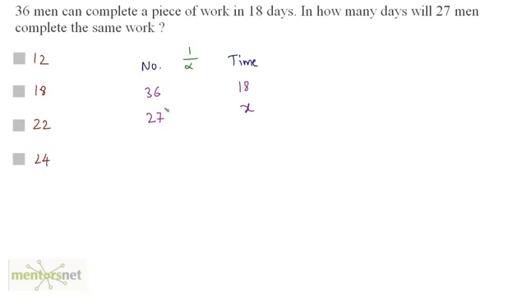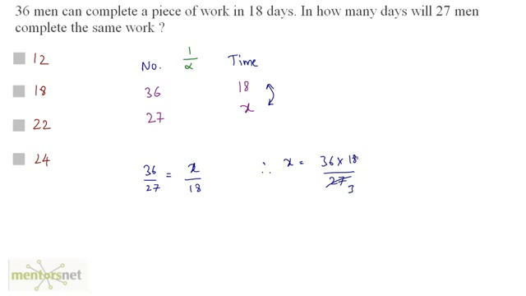Right. Now you cannot directly take the ratio and equate because this is an inverse proportion. So as this is an inverse proportion, we'll have to invert one of the ratios. So I have 36 by 27 is equal to, let us invert this, so I have X by 18. Okay. Now I can find out the correct value of X. So X is equal to 36 times 18 by 27.